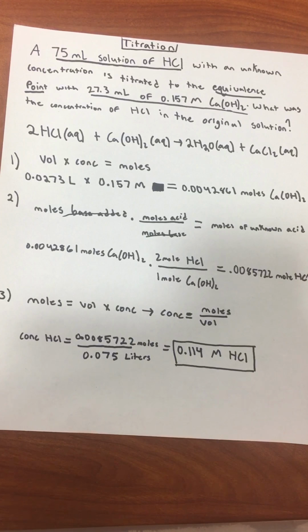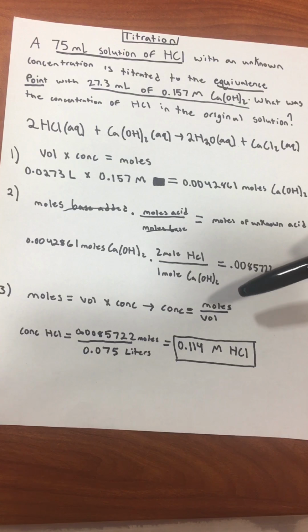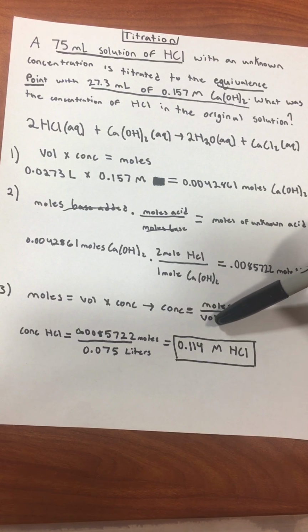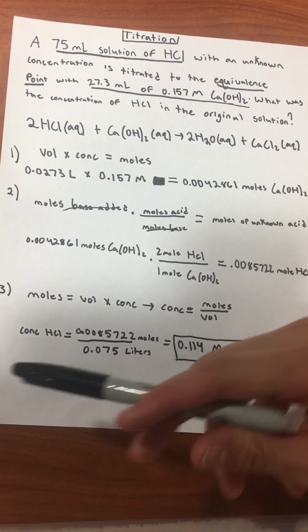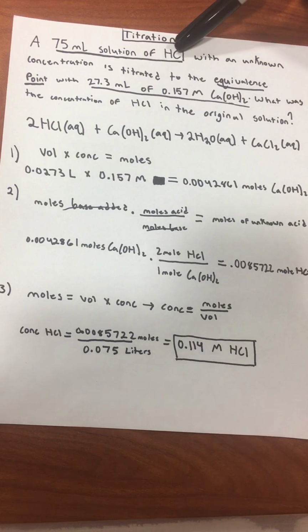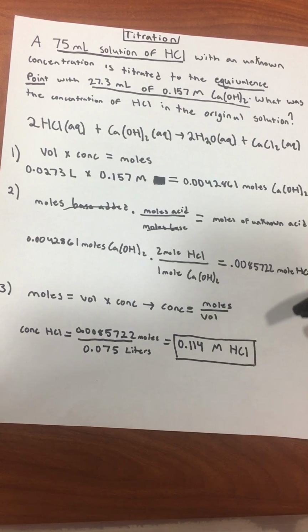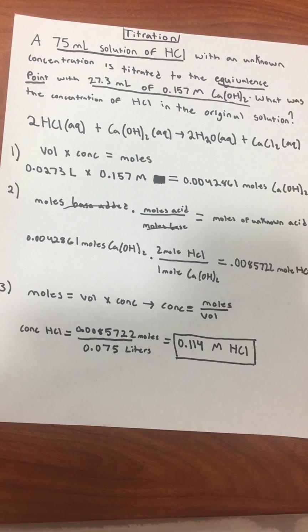And then we work backwards using this equation right here, and we manipulate it to find that concentration equals moles over volume. So the concentration of HCl is equal to the moles of HCl over the volume of the solution of HCl. Not the total volume, but the volume of HCl. So therefore, our answer is 0.114 molarity of HCl.